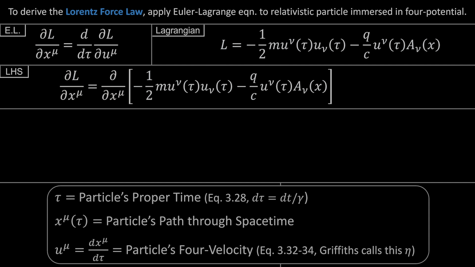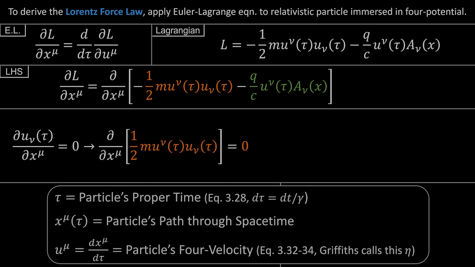Now to evaluate this expression, let's start with the mass term that I've highlighted here in orange. We make the observation that the partial derivative of the particle's covariant velocity with respect to the contravariant position is 0. Notice in this expression the 1/2 and the m are constants, so they just multiply the derivative, and you can ignore those. When you take the derivative of the rest of the expression, bear in mind that the velocity here is to be evaluated as a function of tau, the proper time. And so the partial derivative with respect to x^μ is actually going to be 0.